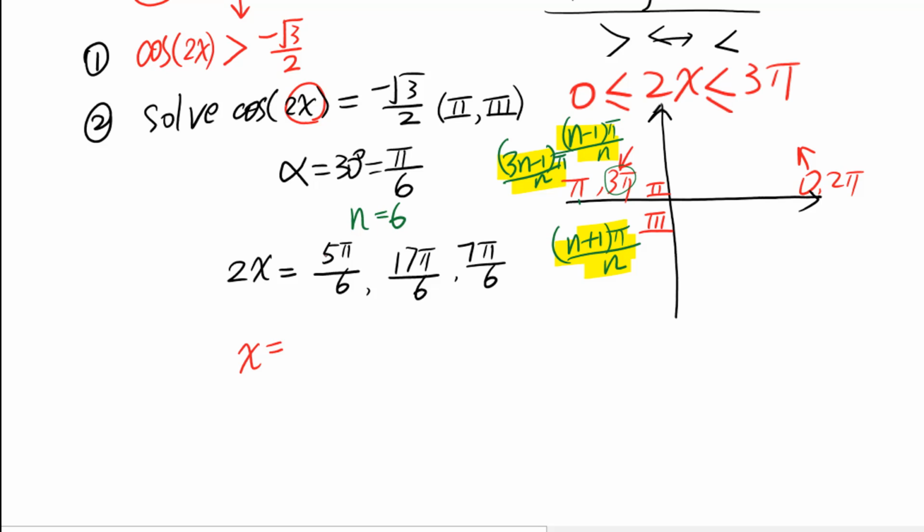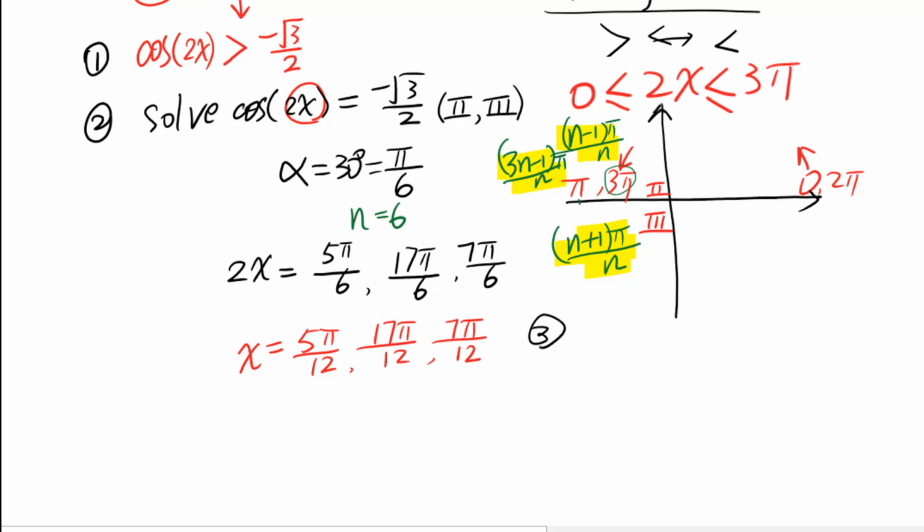This 5 cannot be divided by 2, so we multiply 2 to the denominator. We get 5 pi over 12, 17 pi over 12, 7 pi over 12.